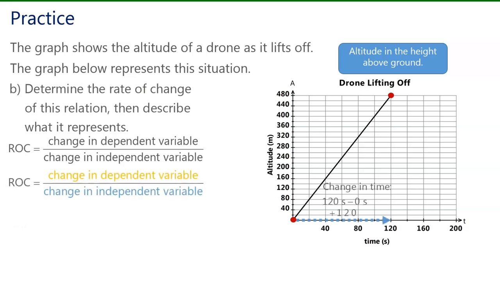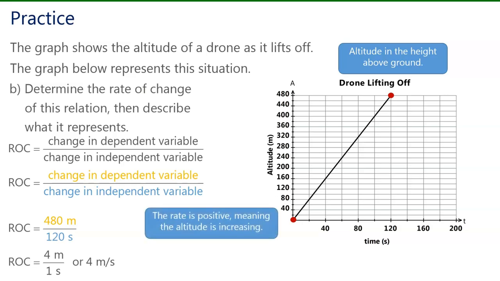The horizontal change between the 2 red points is positive 120 seconds. The vertical change between the 2 points is an increase of 480 meters. This is the change in the dependent variable, 480 meters. Our rate of change is 480 meters divided by 120 seconds. So our rate of change is 4 meters per second. The rate is positive, meaning the altitude is increasing. Every second, the drone climbs 4 meters.